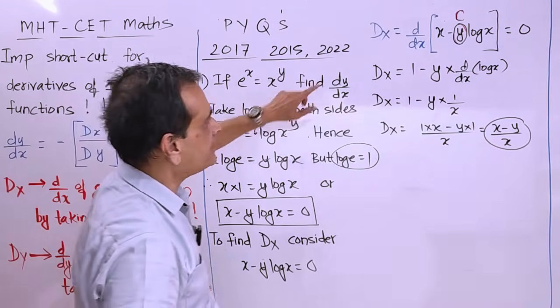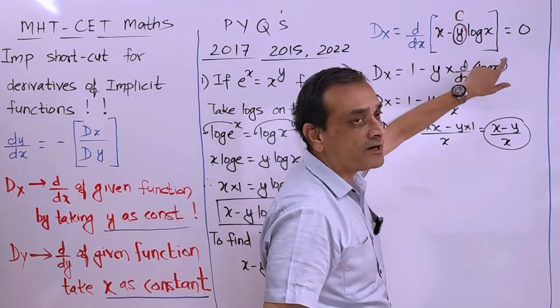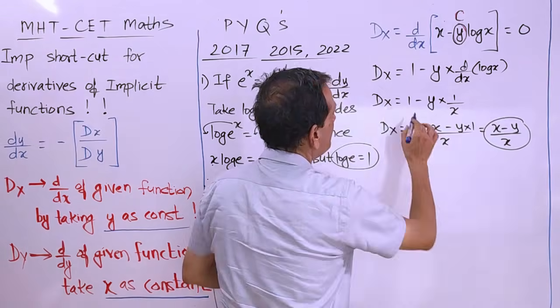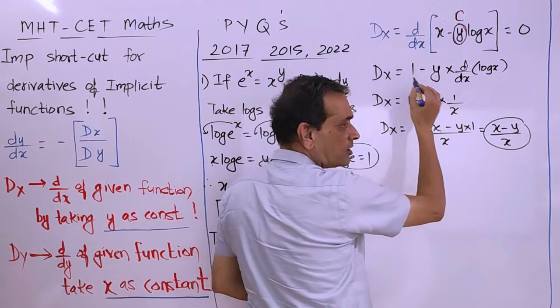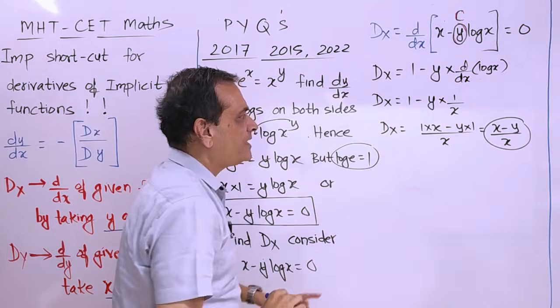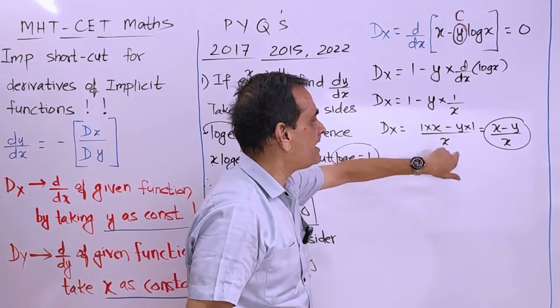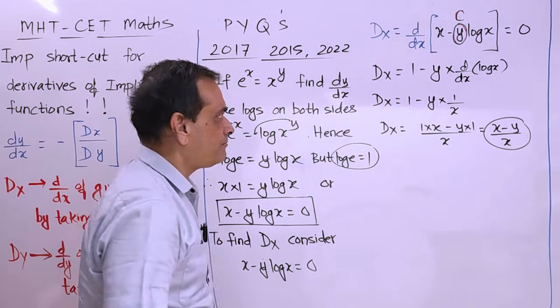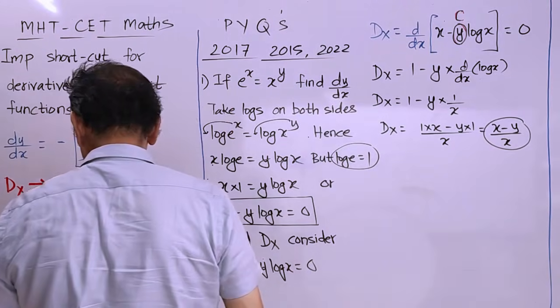So check again, for dx what did we do? d by dx of this, where y is taken as a constant. Derivative of x is 1, y is constant so keep it aside, derivative of log x is 1 upon x, then take the LCM: 1 into x minus y upon x. Now dy, let's see how to find dy.